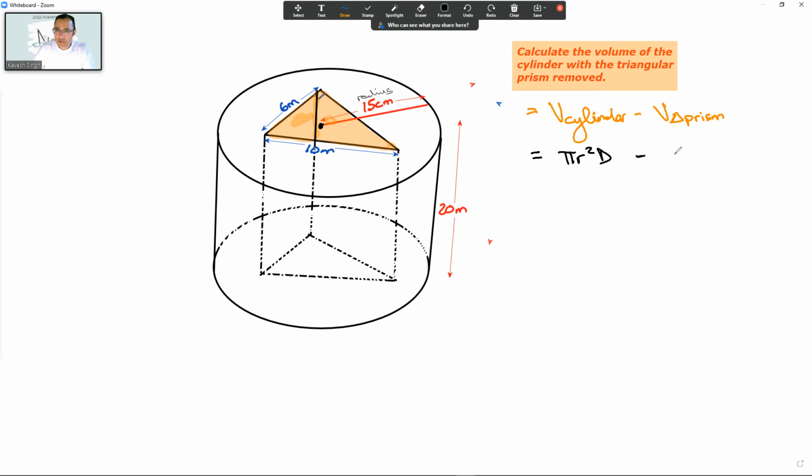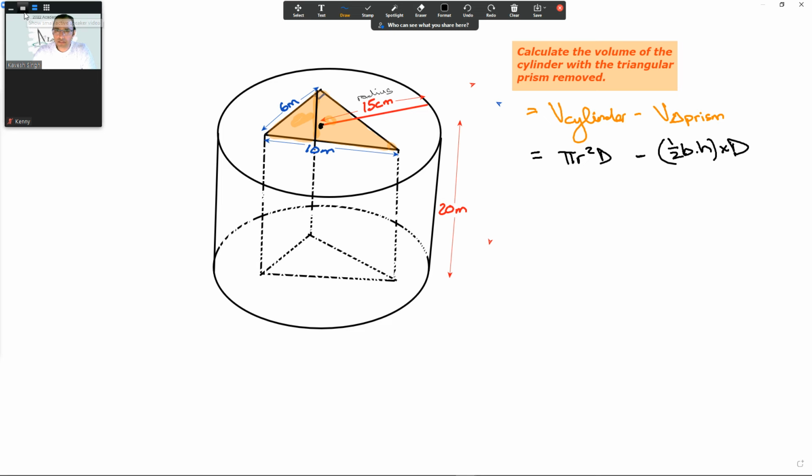Minus the volume of the triangular prism, which will be given by half base times height, because that's the area of a triangle. And once you've got the area of a triangle, you then multiply it by depth as well, because they have the same depth. Okay, so that's a possibility over there.